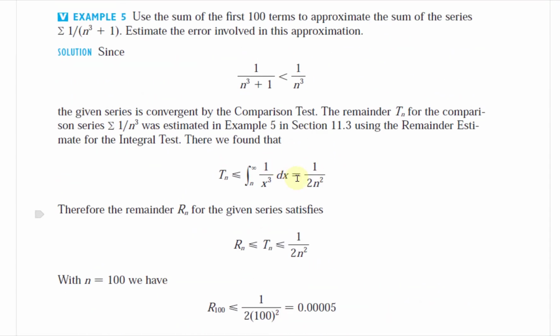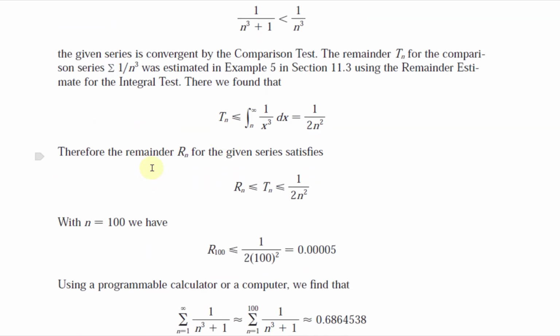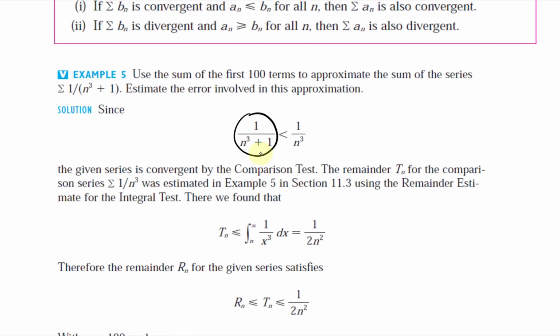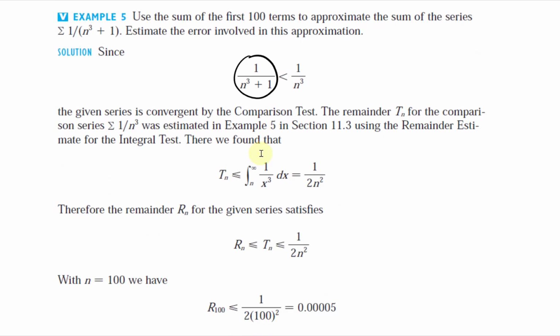Anyways, just going over that. So that was the integral that was used there. So the remainder is less than this for the comparison. Therefore, the remainder Rn for the given series, this one here, is going to be less than the remainder of the comparison one.